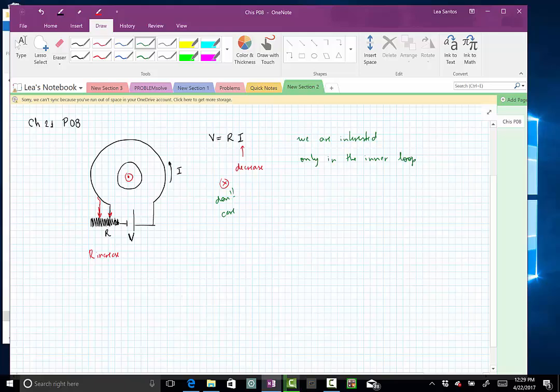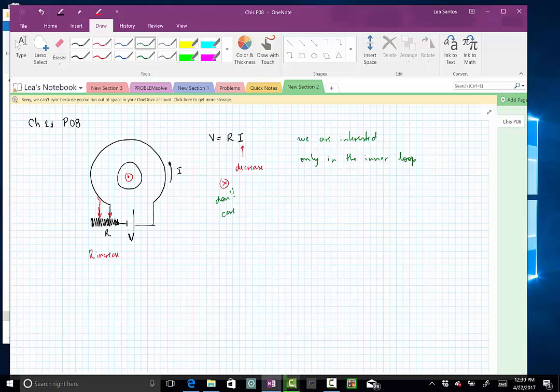So with respect to that inner loop, I know that the magnetic field is coming out. But the current of the outer loop is getting weaker and weaker, so that magnetic field coming out is getting weaker. So we have this change in magnetic flux that will induce a current in the inner loop. And we want to find out in which direction this current will show up.